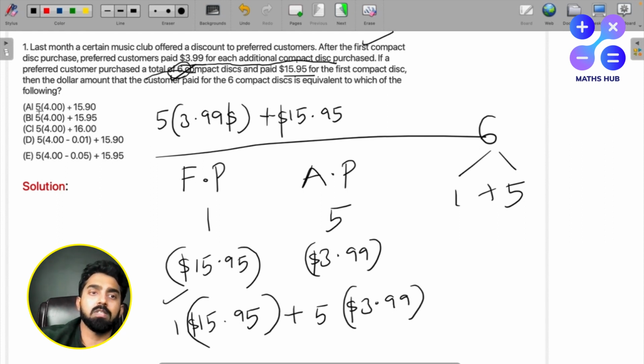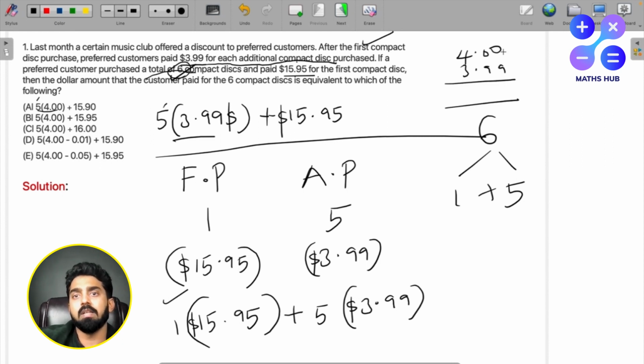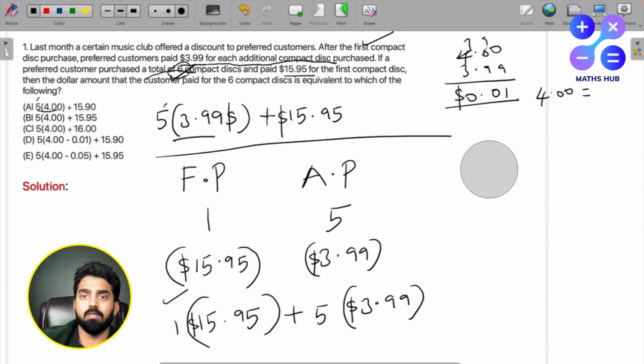If you compare the first two terms, this 5 is the same, but this is 3.99 and this is 4. So let's see how much more this is. 4 minus 3.99 is how much? Remember, you have to align the decimals. 10 minus 9 is 1, then you take a 9 here, 9 minus 10 is 0, and this becomes 3, this is 0. So the difference is $0.01.